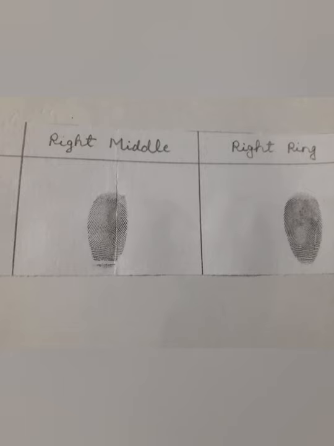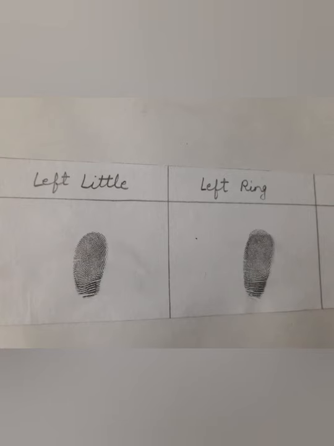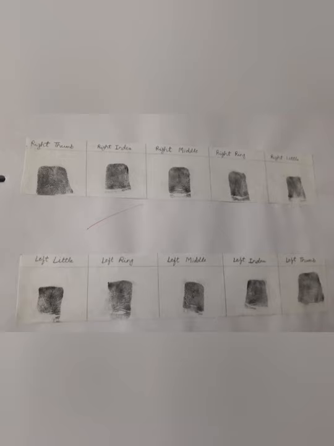And only a small quantity of ink should be applied, otherwise we cannot clearly observe the pattern because there is too much ink. The slab and roller must be free from dirt and dust, and the fingers should also be free from any kind of dust and dirt. So friends, this is something about fingerprints and the procedure of recording them.